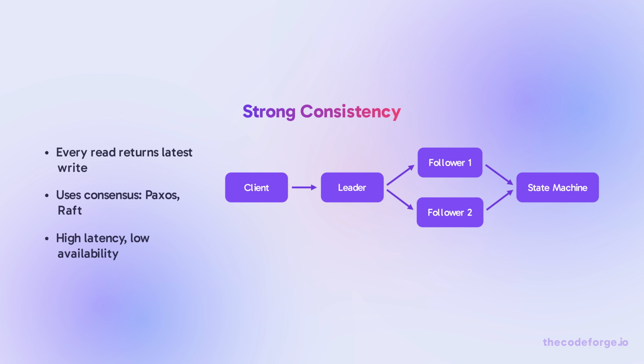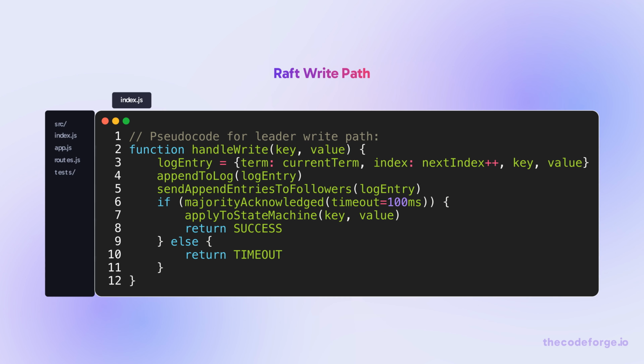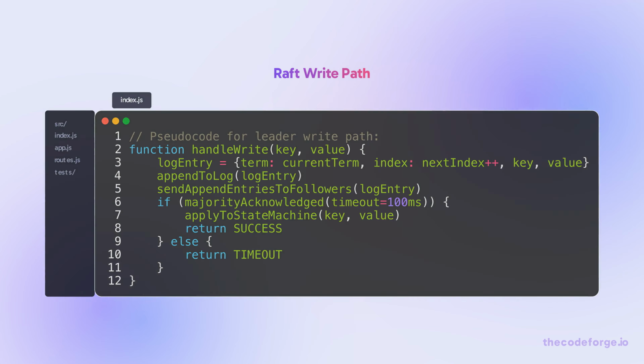Strong consistency means after a write completes, every subsequent read returns that write. This is achieved through consensus algorithms like Raft. The cost is latency and availability during partitions. In a Raft-based system, the leader waits for a majority acknowledgement before committing. If a follower is partitioned, the write times out, making the system unavailable.